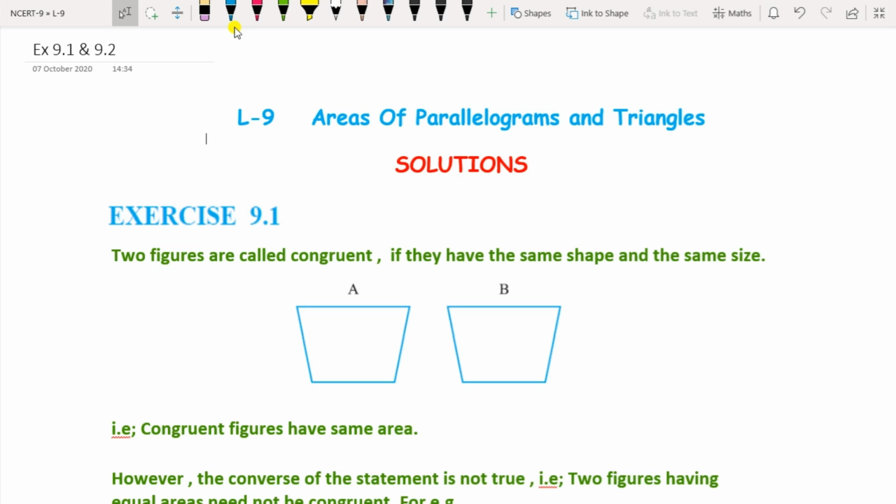Now let us begin with the explanation of exercise 9.1. In your 7th standard lesson you have studied congruent triangles. So what are congruent figures? Two figures are said to be congruent if they have the same shape and the same size. Those are called congruent figures. So A and B here are two congruent figures as they have the same shape and the same size. Their length, breadth and height are equal and the angles too are equal.